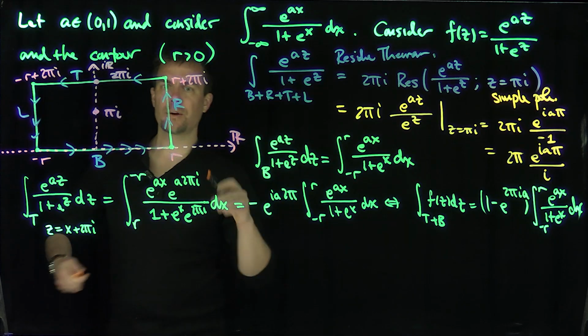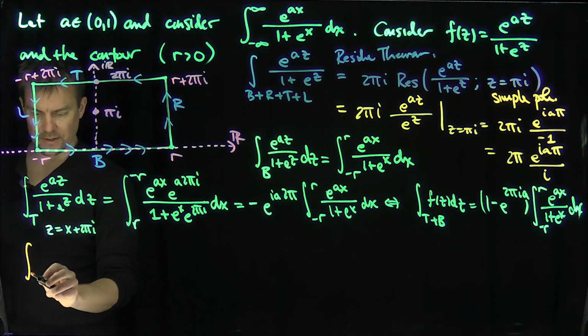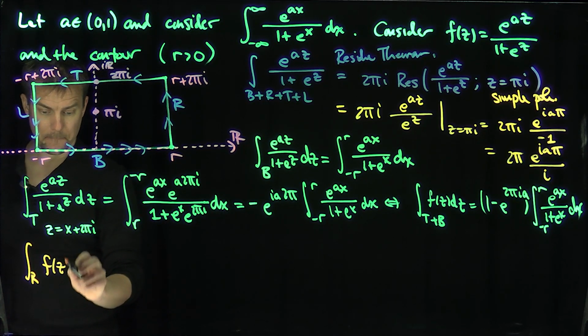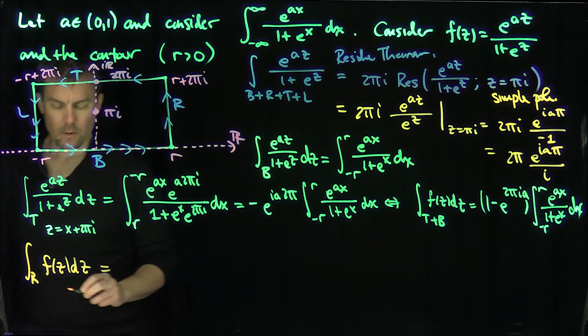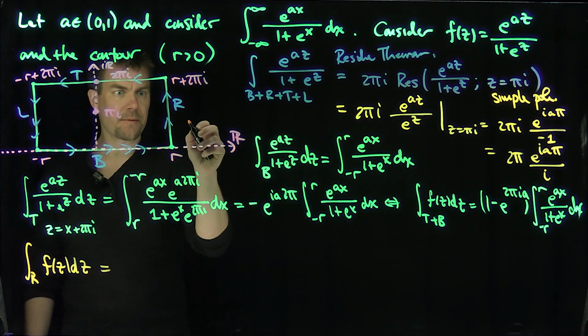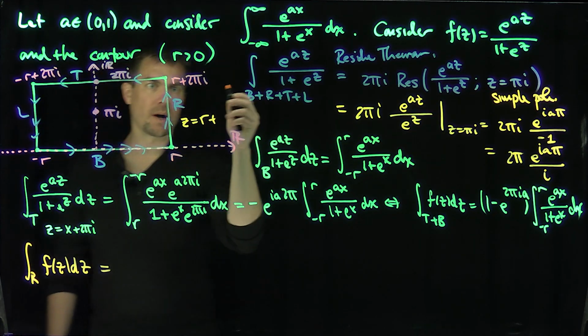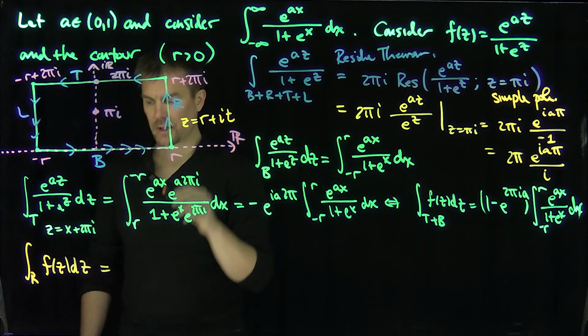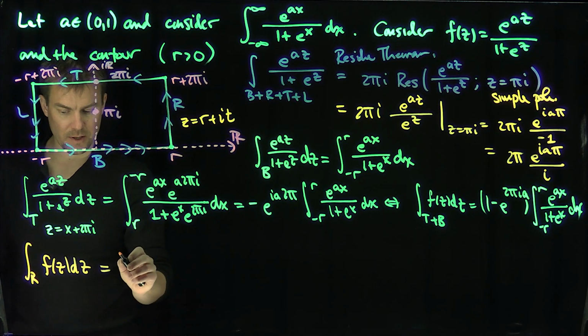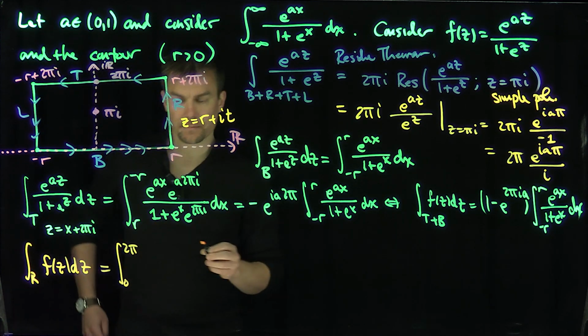Let's do the integral over the right and the left. So what's the integral over the right? f of z dz. Well, this is going to be what? On this part over here, z is equal to what? It's equal to r plus what? I can say r plus it, where t goes between 0 and 2 pi. So this is going to be the integral from 0 to 2 pi of what?